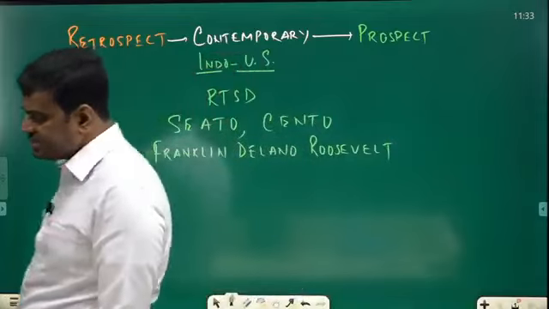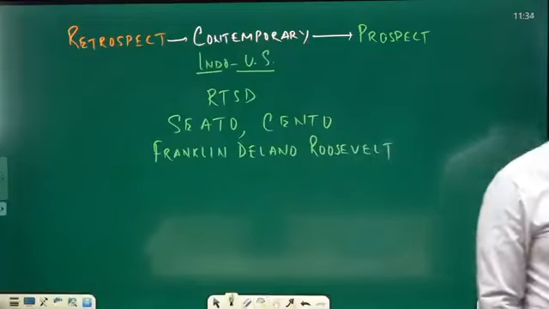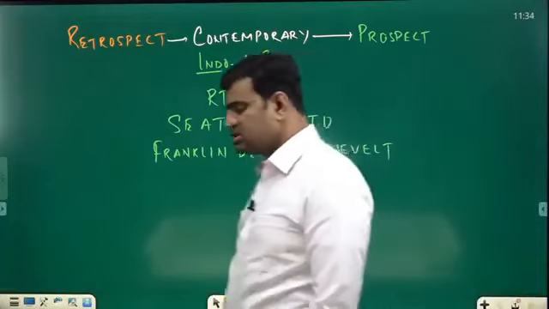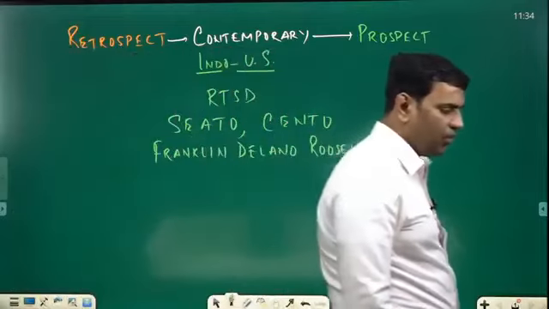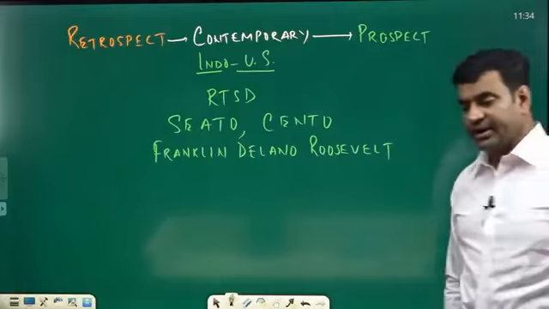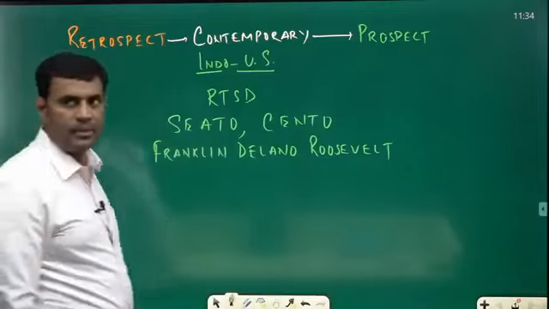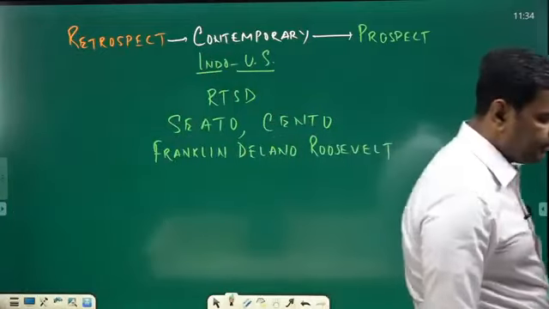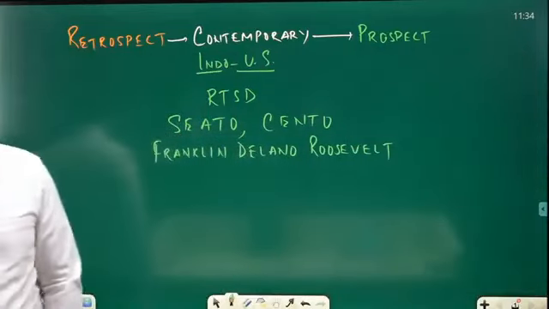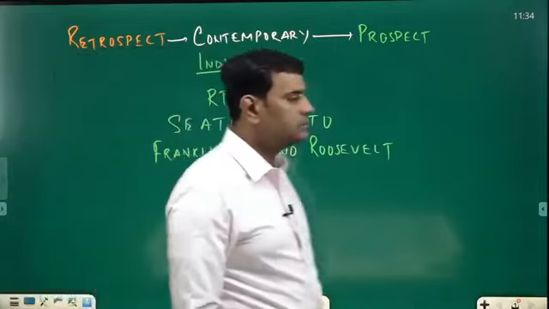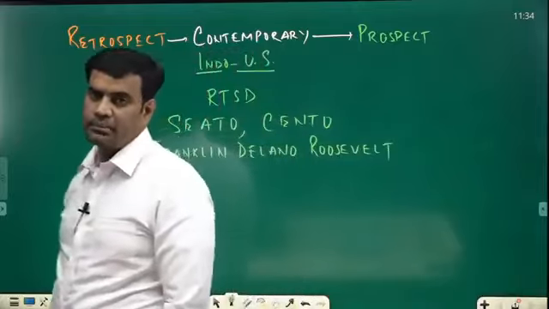that the primary reason behind the two world wars is the race for imperialism and colonialism. Clear? Right.